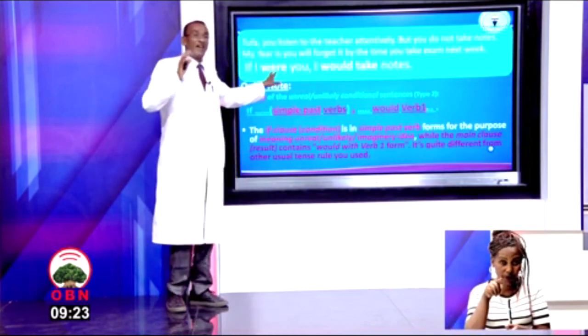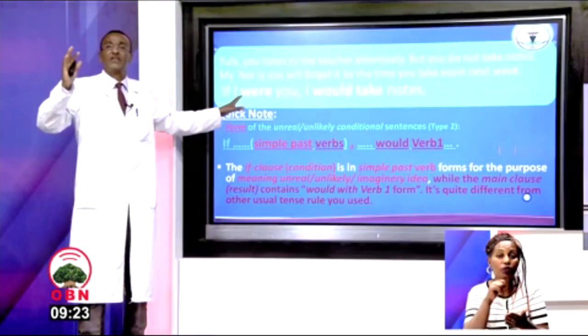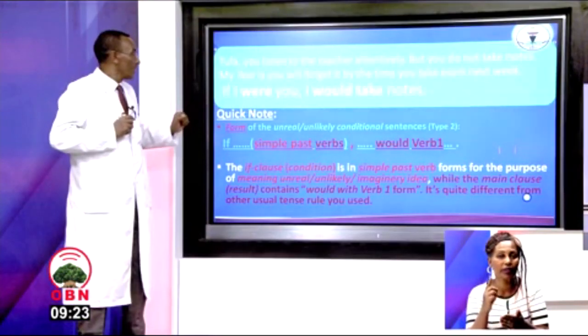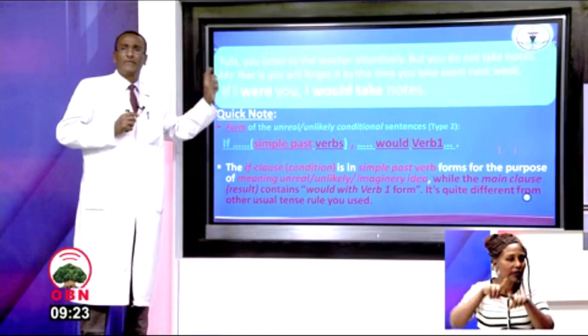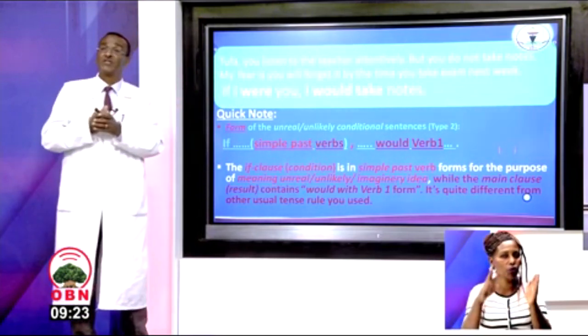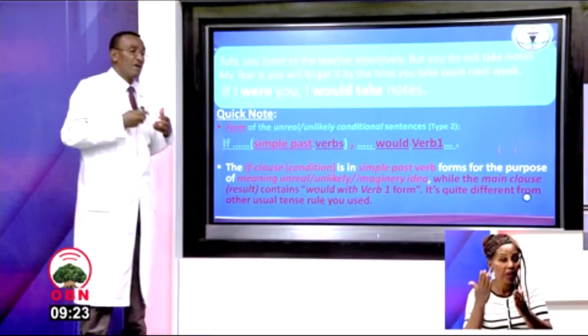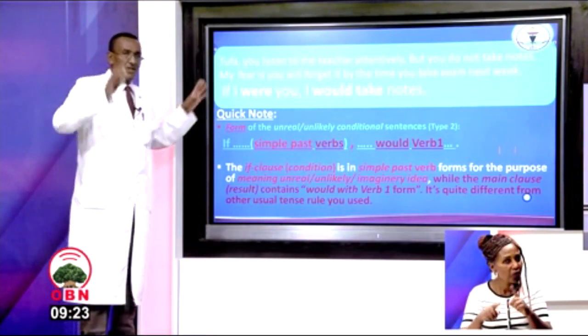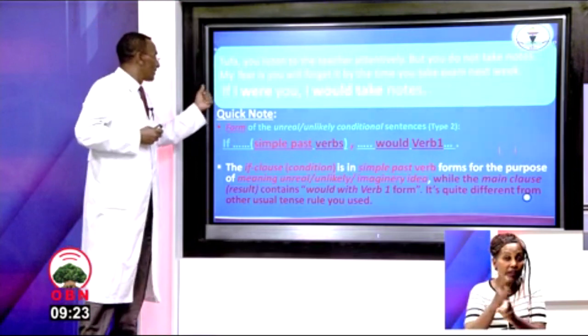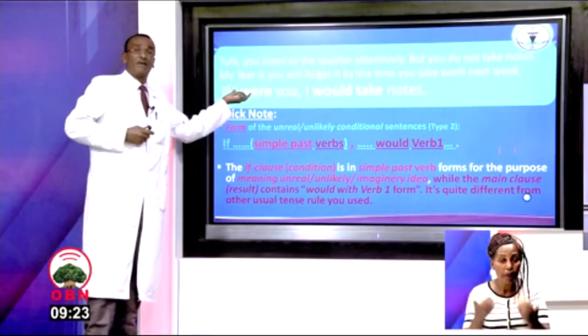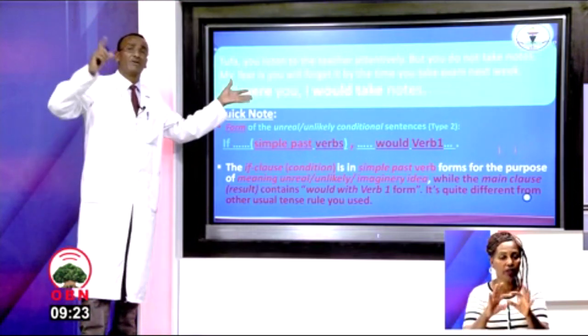This is not like the usual tense format. It is a different rule for if clauses or conditions, because conditions may be real, may be impossible, may be unlikely. Only for real we use present tense. But for unreal we use simple past, and for the impossible, past perfect.